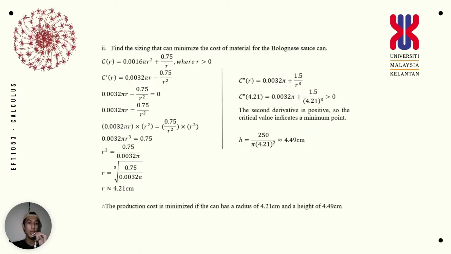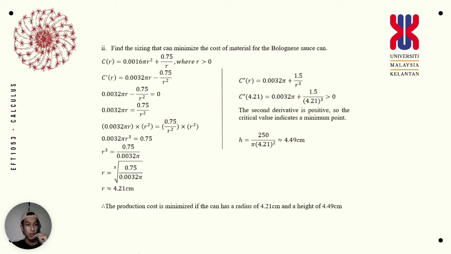So for the second question, we need to find the sizing that can minimize the cost of material for the bolognese sauce can. So C of r equals 0.016πr² plus 0.75 divided by r, where r is bigger than 0. C prime of r, we get 0.0032πr minus 0.75 divided by r².